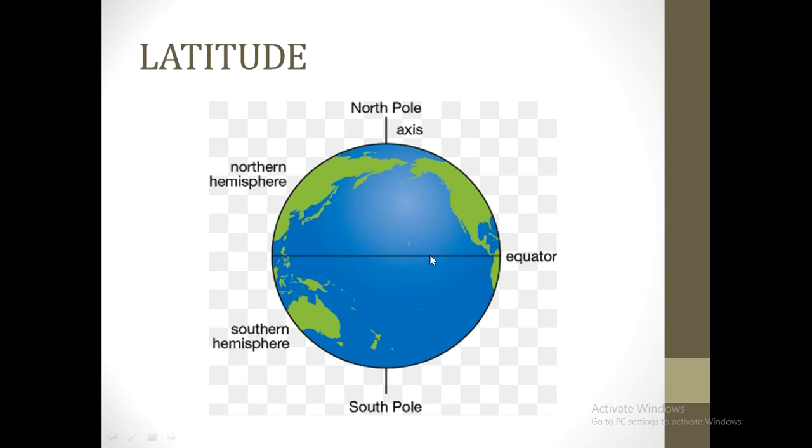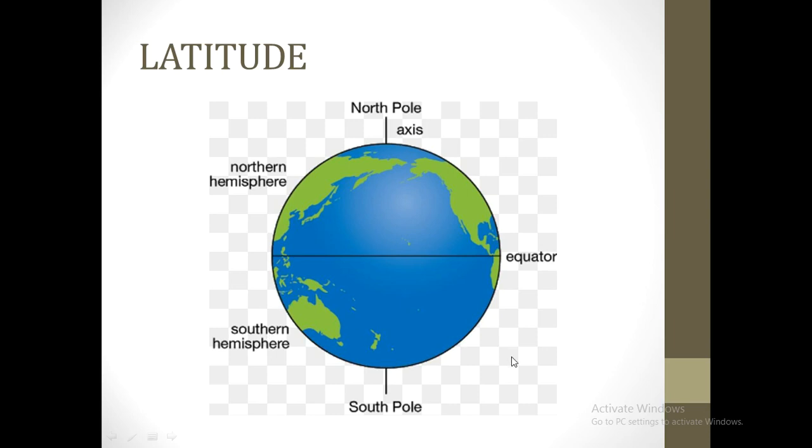Now look at the globe. The black line indicates the equator. The equator divides the earth into two equal halves. That half of the earth between the equator and North Pole is called the northern hemisphere. Hemi means half. So the half that is between the equator and the South Pole is called the southern hemisphere.